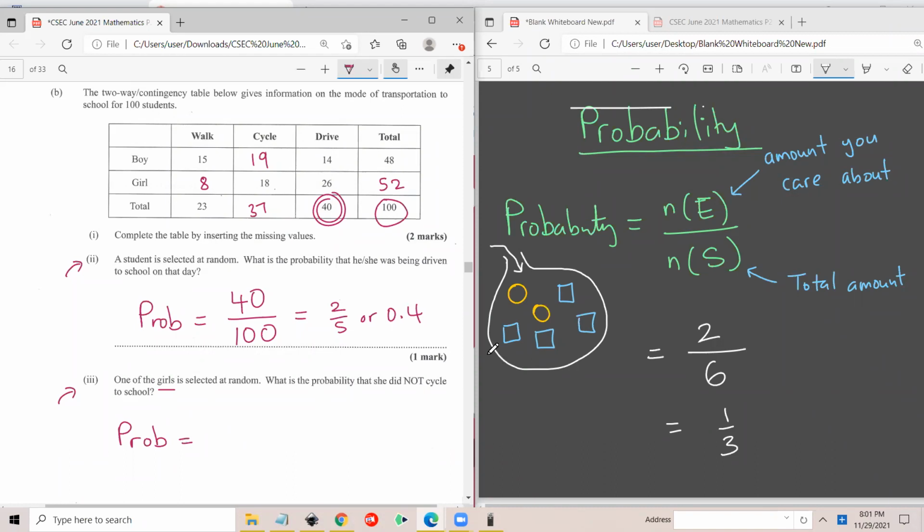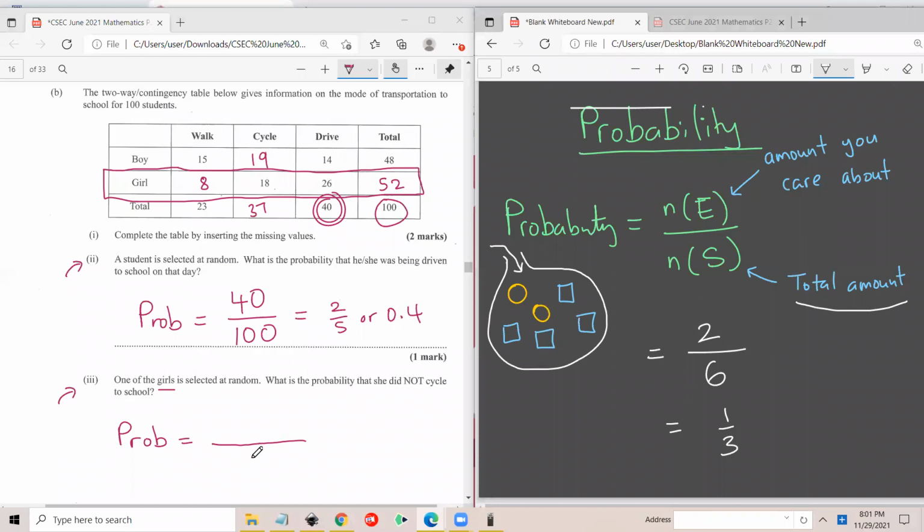First of all, they're talking about girls. So you're only paying attention to this section here. You're not paying attention to all the students now. So how many girls were there in all? The total amount is 52, because you're only considering that subsection.